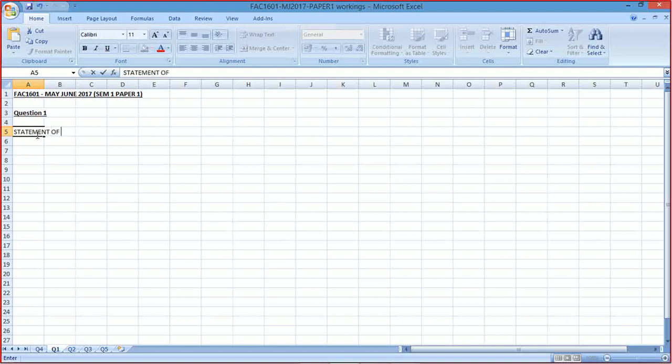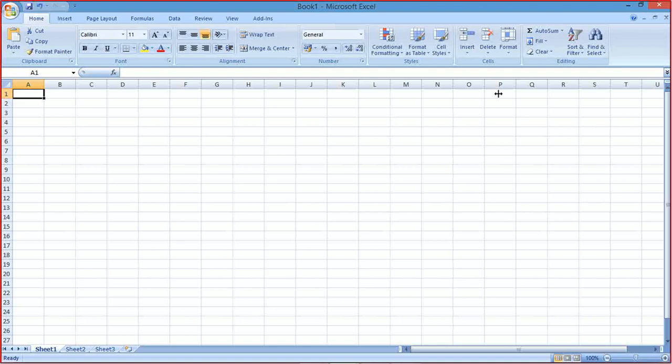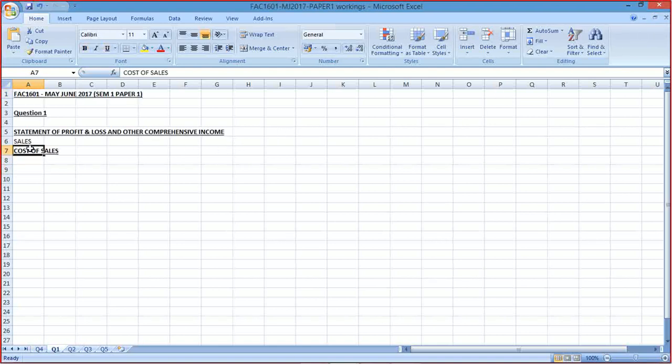So statement of profit and loss and other comprehensive income. We know we're going to start with sales, possibly. We know we'll have cost of sales. So depending on what system they've given you, periodic or perpetual, that's either going to give you a cost of sale calculation or the actual physical cost of sales amount. So that's something that we need to possibly show. Then we'll have gross profits.